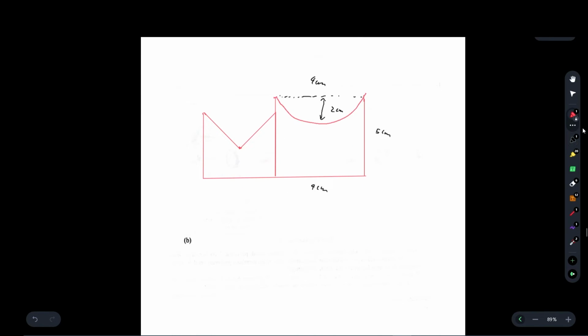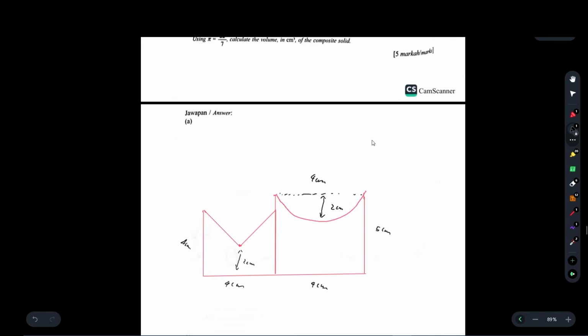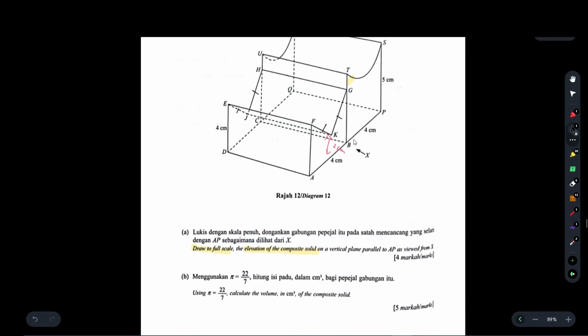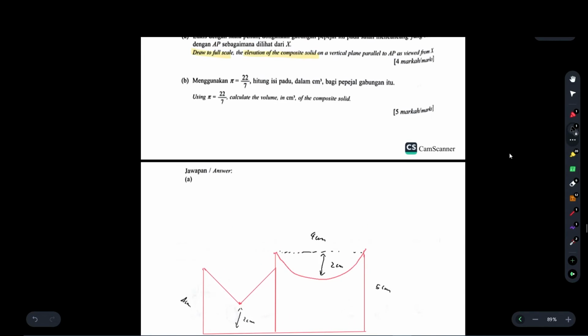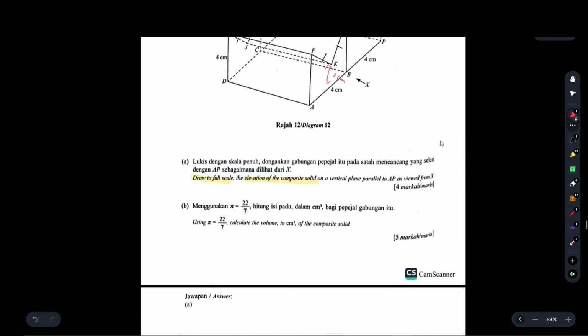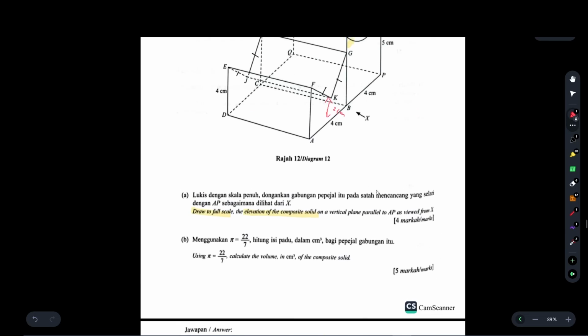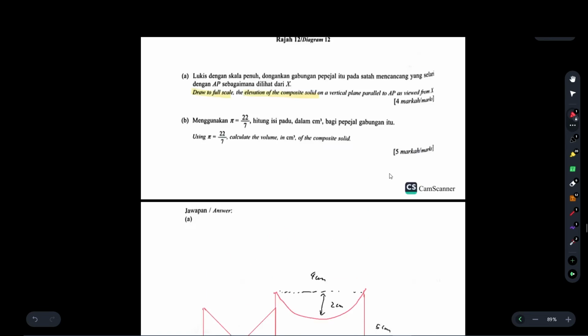Let's mark it out. 4 centimeters right here. 4 centimeters. And that's 2 centimeters right here for your reference. And right now we have to mark out the points.